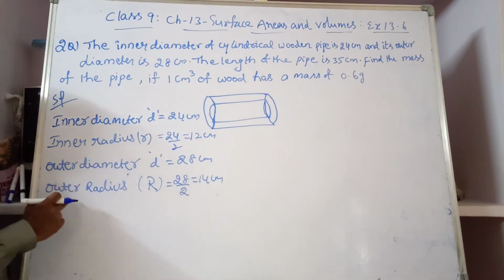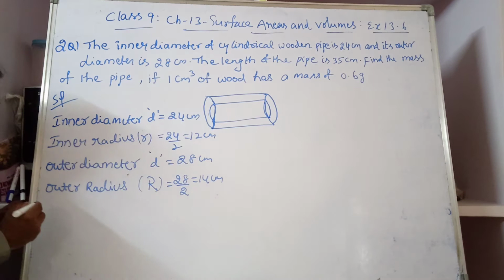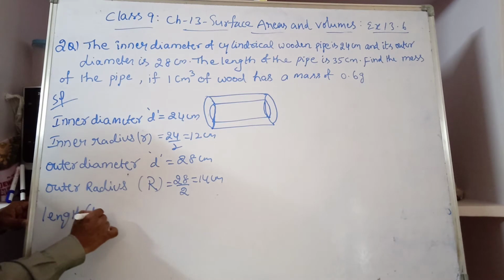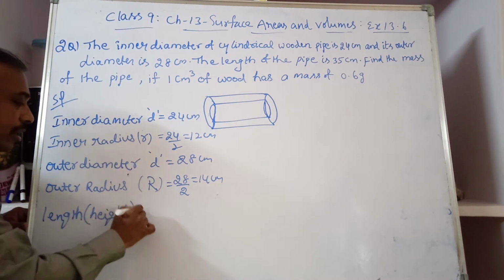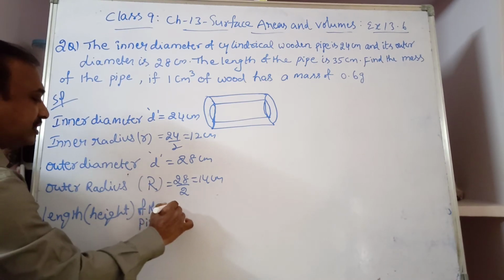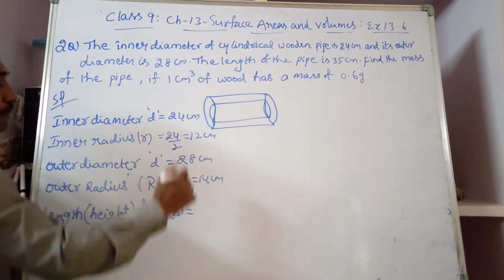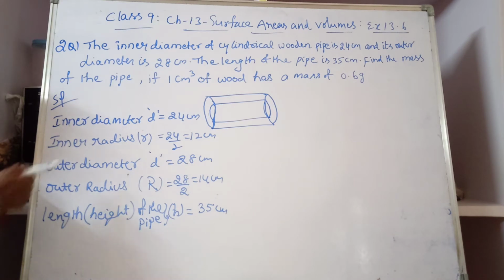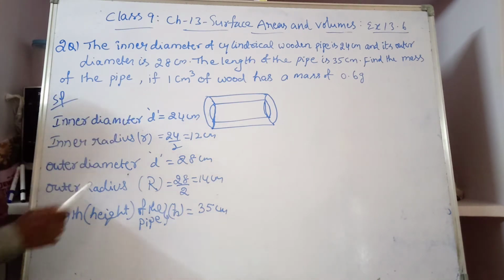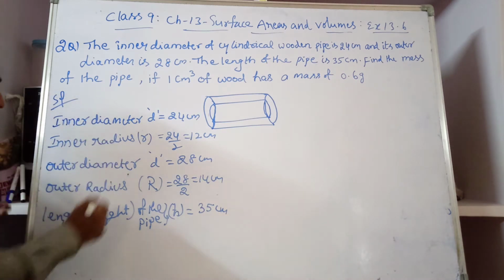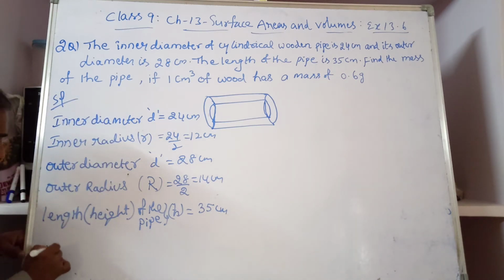Now we have the inner radius and outer radius. The length of the pipe is nothing but the height. We can write the height of the pipe, H is equal to 35 centimeter. Now what do you have to do? To get the volume of wood, we have to find the volume of outer minus volume of inner. So first we write the formula for the volume of a cylinder.